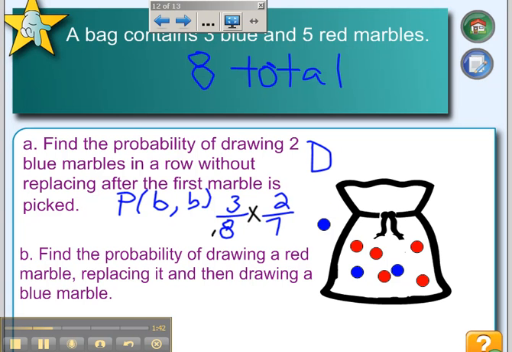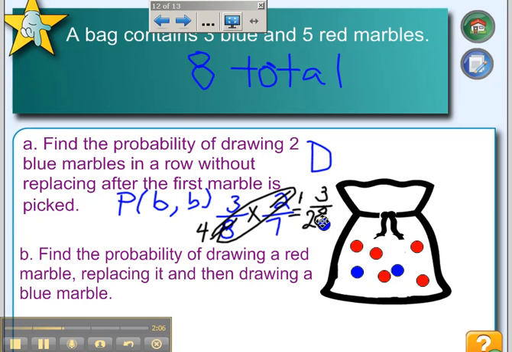I can use my shortcut method when multiplying fractions. I have a 2 and an 8 on the diagonals. A 2 can go into both those. So 2 divided by 2 is 1, and 8 divided by 2 is going to be 4. Now I multiply numerators together. 1 times 3 is 3. Multiply denominators together, and I'm going to get 28. So I have a 3 out of 28 chance of getting 2 blue marbles in a row.